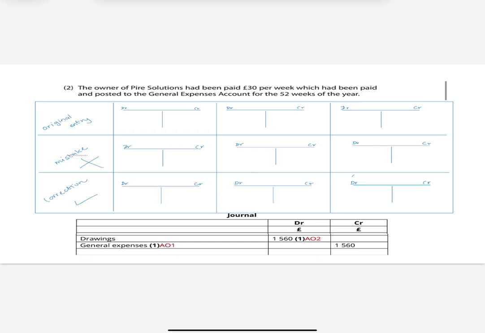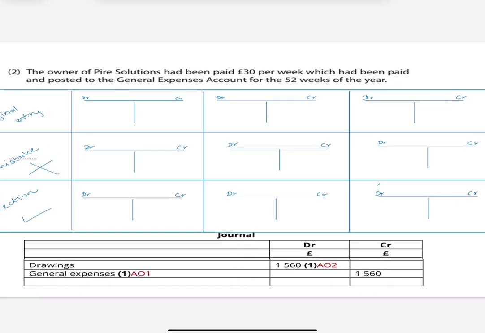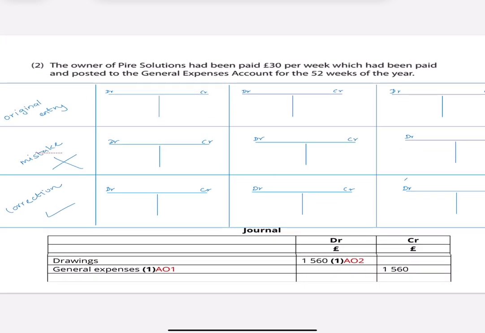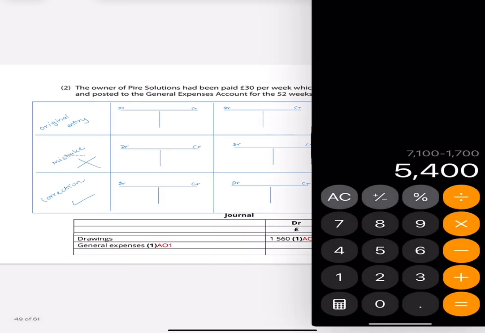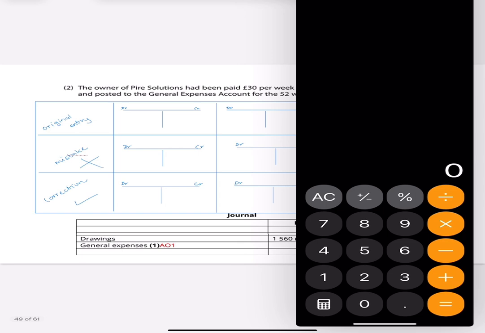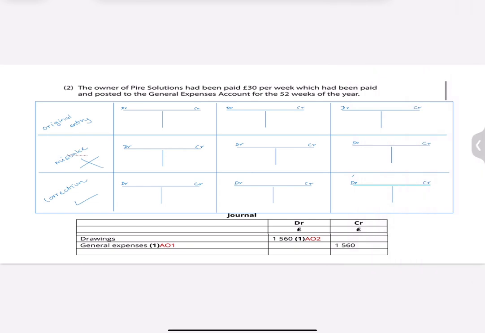Error number 2. The owner of Here Solution had been paid £30 per week, which had been paid and posted to general expense account for 52 weeks of the year. First, let's calculate the total amount. So it's £30 for 52 weeks. That should be 1,560.